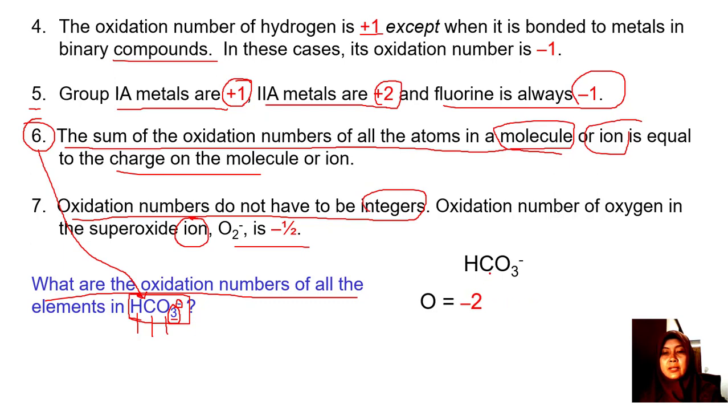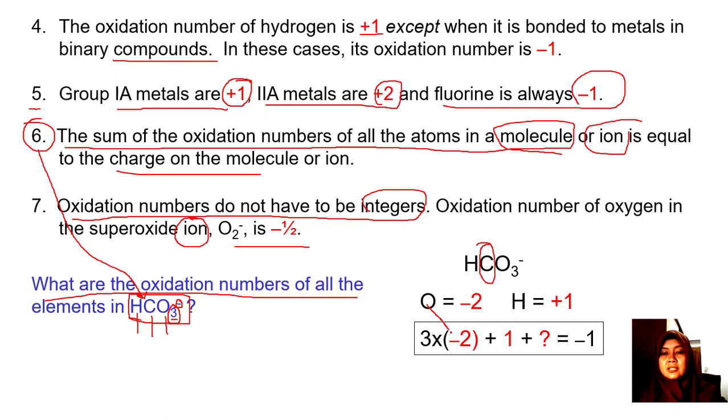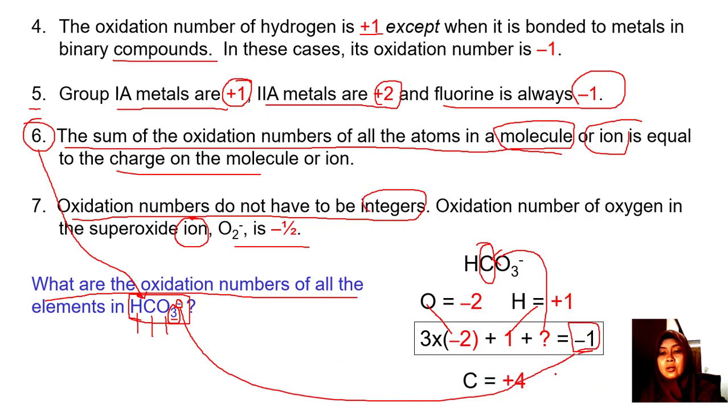Here, oxygen is always -2 and hydrogen is always +1. Determine the oxidation number of the carbon: 3 times the oxidation number of oxygen, plus 1, plus the oxidation number of carbon, because carbon is only 1, so we only put one value here, is equal to -1. The -1, as mentioned before, is the charge of the ion. So what we get here is that carbon has an oxidation number of +4.